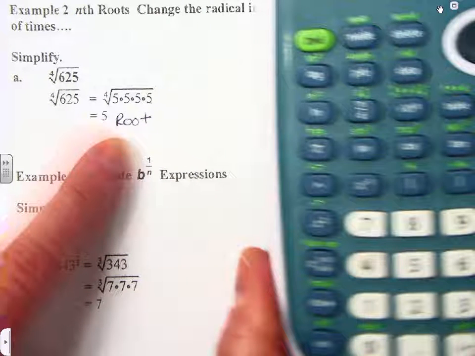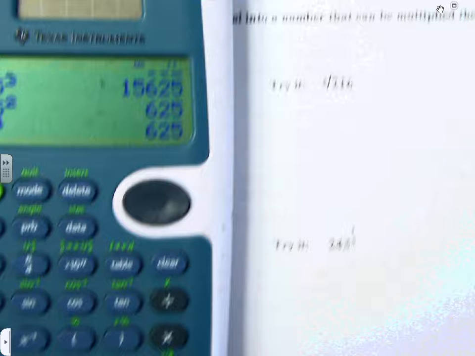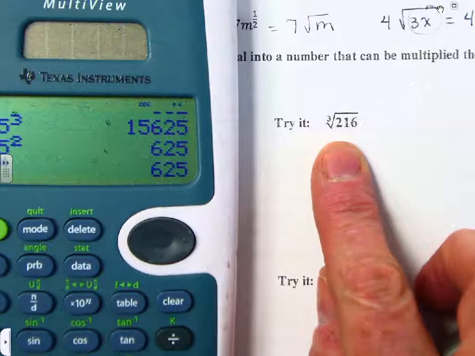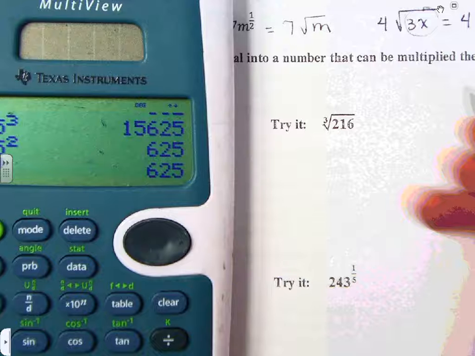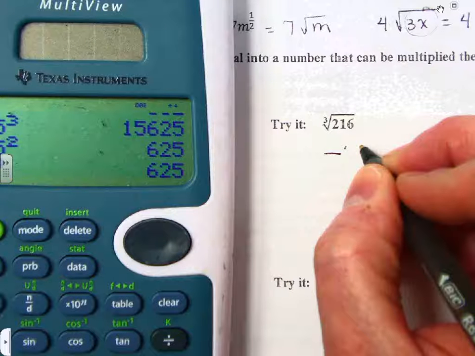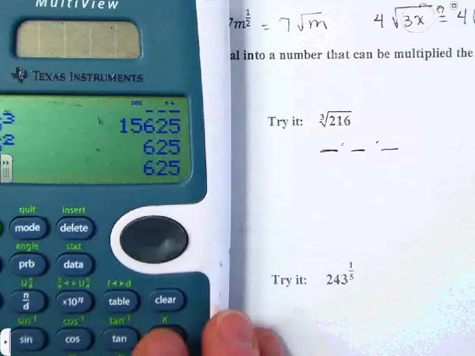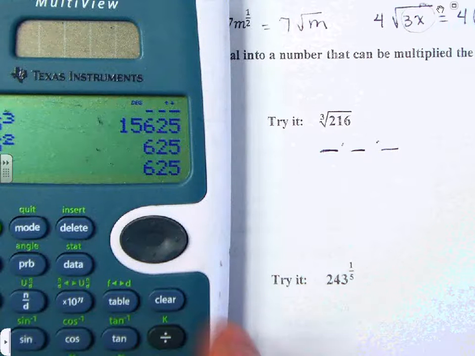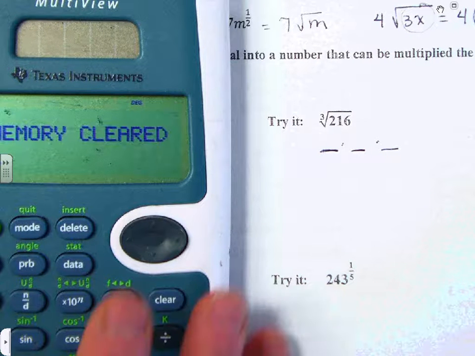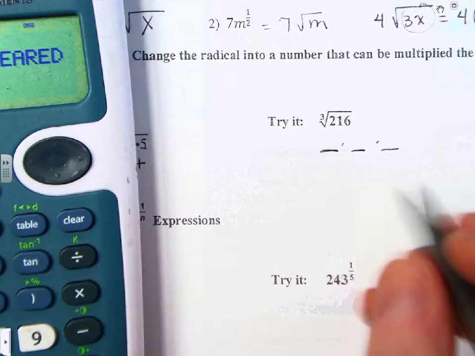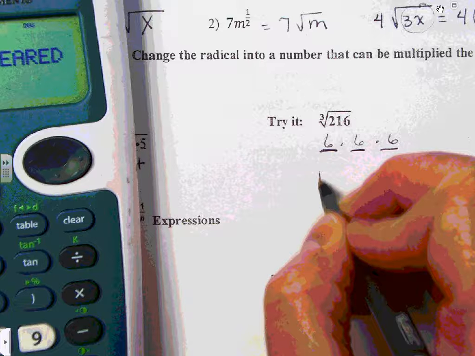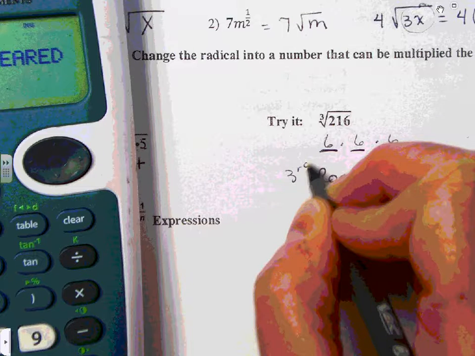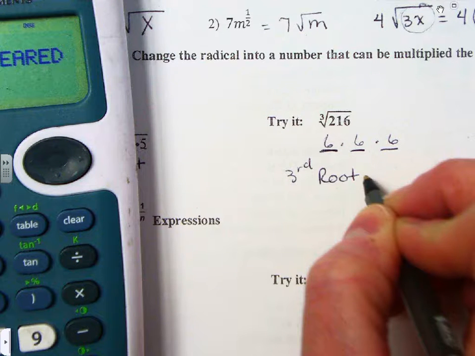See if you can figure out the one that's got 216. What root am I looking for here? A 3rd root. So what's that mean? I need a something times a something times a something, and they all have to be the same number. Well, it didn't take you any time at all, did it? So 6 times 6 times 6. So the 3rd root is equal to the number 6.